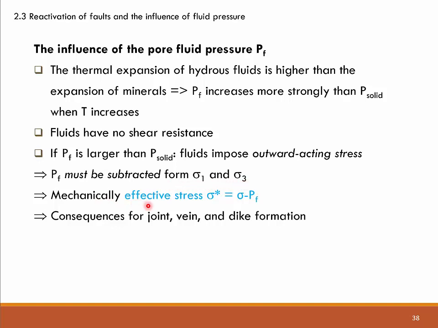Mechanically effective stresses are symbolized by sigmas with a little star. For instance, sigma 1 star would indicate that the fluid pressure already has been subtracted from that stress. We will see that this has profound consequences for joint, vein and dike formation.